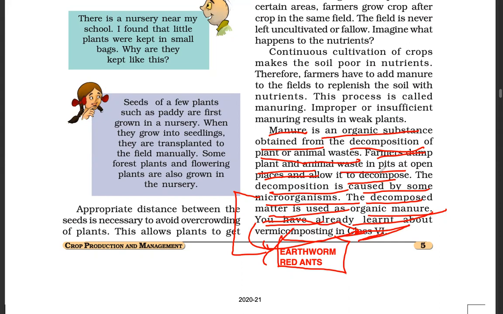So guys, if you don't remember what vermicomposting is, or if you remember, then tell me in the comment section. Okay guys, there are two homeworks for you. One is, how can we classify good seeds and healthy seeds, good seeds and damaged seeds, or you can say healthy seeds and unhealthy seeds. And second homework is, define vermicomposting. Okay, is that clear? Write the homework somewhere.